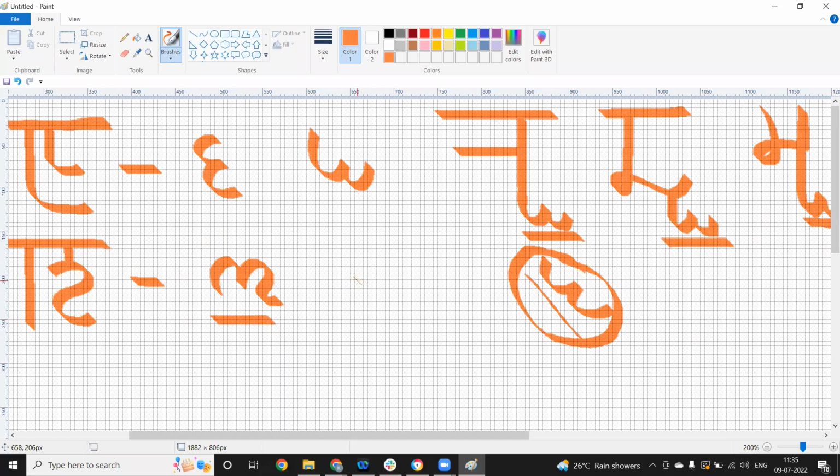For Sharada, the basic shape remains the same. We draw these two loops. Now the only difference here is this. Here it was like this. Here it comes in the straight line, and we make it like this. So this is all in a straight line.